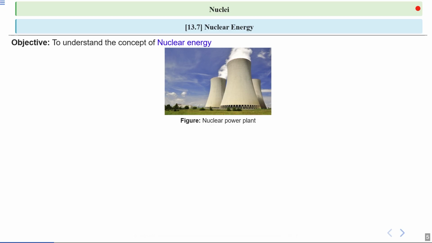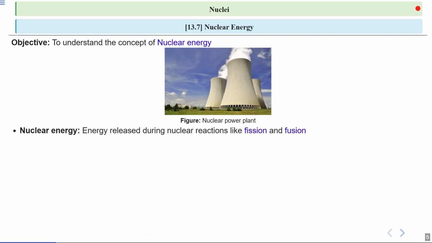Let's start by looking at the objective, that is understanding nuclear energy. Notice the image of a nuclear power plant. This is the real world application of nuclear energy. Now let's define nuclear energy. Nuclear energy is the energy released during nuclear reactions such as fission and fusion. These are processes that happen inside the nucleus of an atom and they release a huge amount of energy compared to chemical reactions like burning fuel.